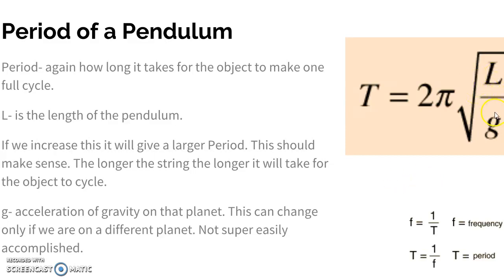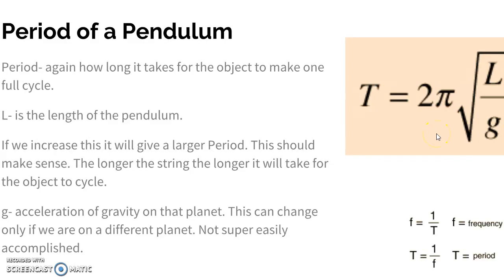So the big takeaway here is the impact of how we change things for the period. Notice there's no mass. Okay, we should have seen that in our data. Nothing in here about the mass impacts the period of time. Mass should not impact the period of time. You can use a small weight, a large weight. Either way, it's going back and forth in the same period of time.